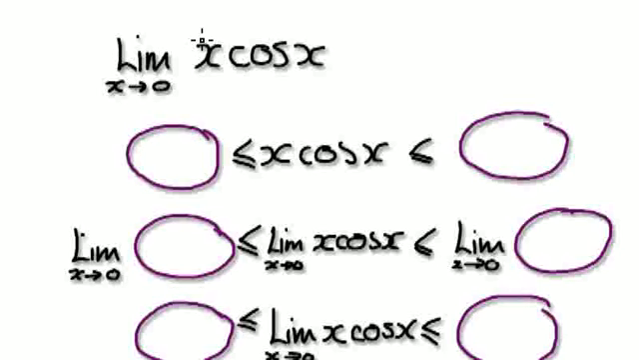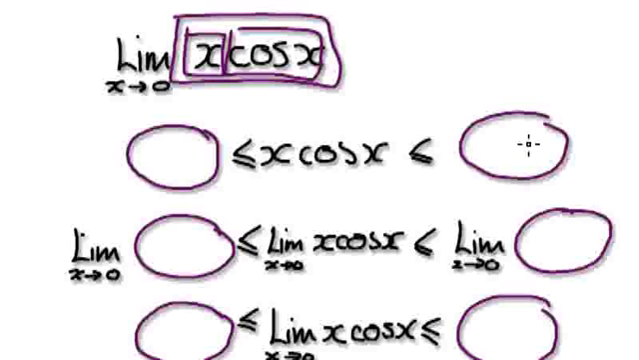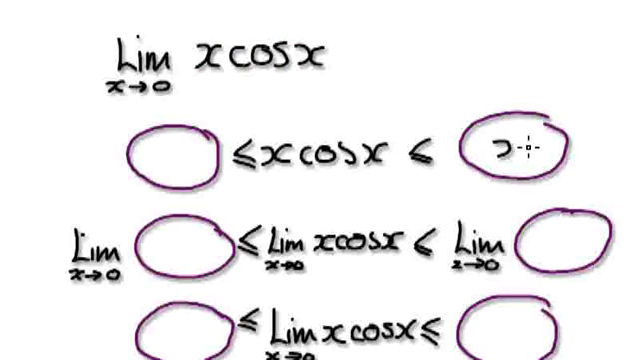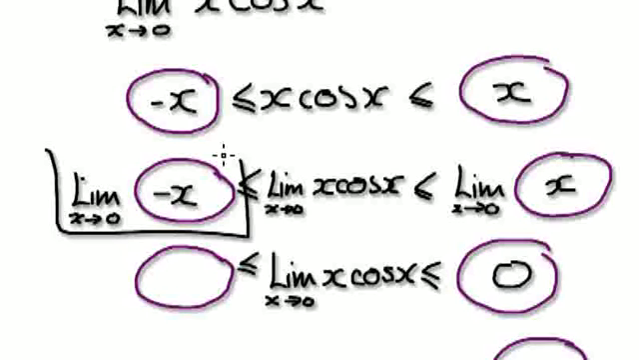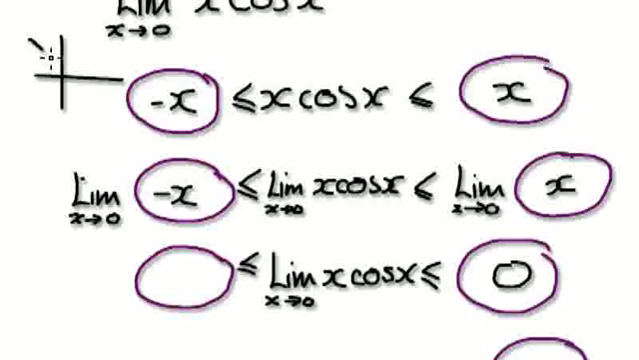Okay, visualize this as being one block times another block. The highest value that this whole thing could be is x. Now, if this block here is negative 1, then the lowest value that this could be is negative x. So now take the limit of x as x tends towards 0, which will be 0. And then if you look at this graph here, y equals negative x.